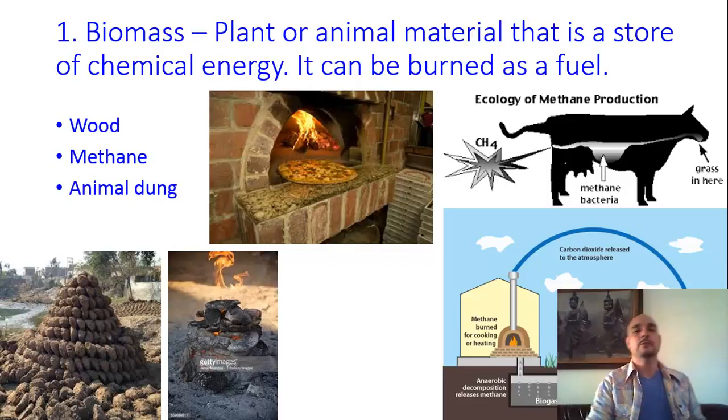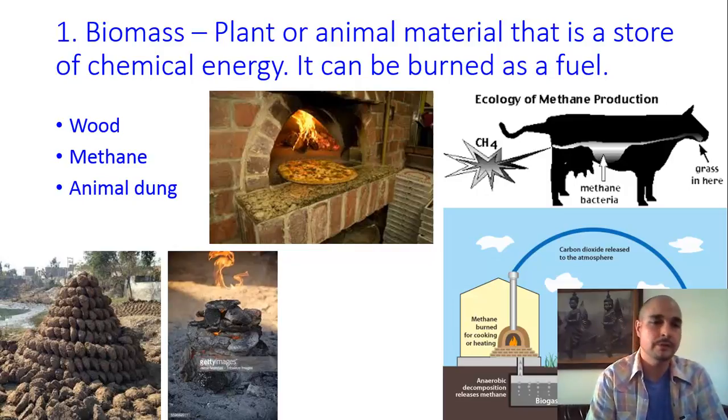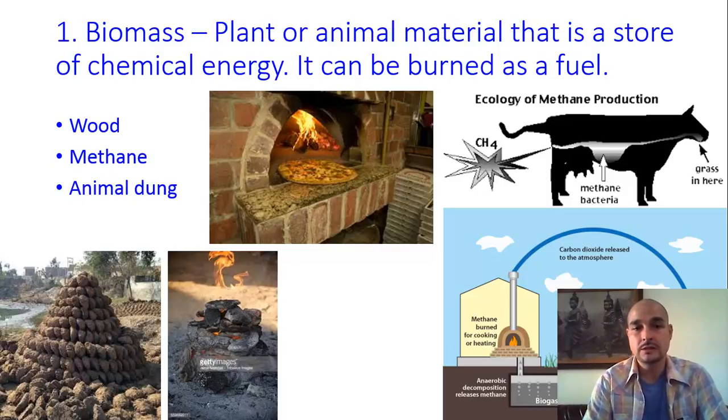So number 1 is biomass. This is a plant or animal material that is a store of chemical energy, and it can be burned as a fuel. We have 3 that are the 3 most common. This is wood, so chopping down trees and burning the wood. You can see a brick oven, and there's a pizza. So just burning wood creates heat and light, and we can cook food that way. And we can also create electricity that way through a power plant with a turbine and a generator.